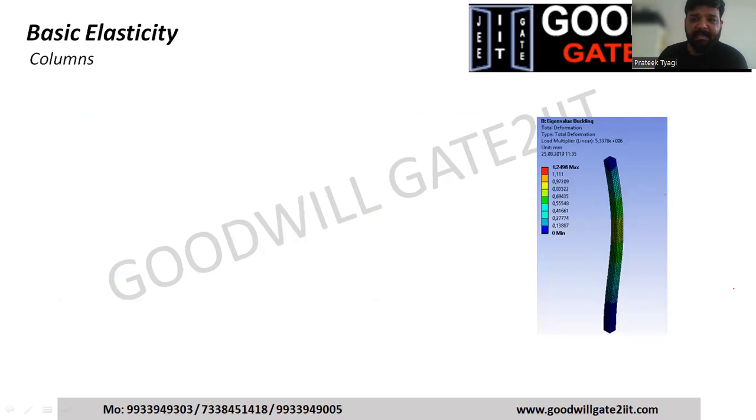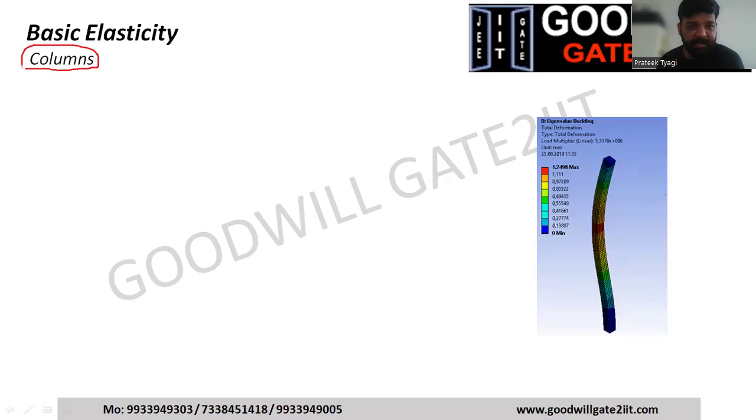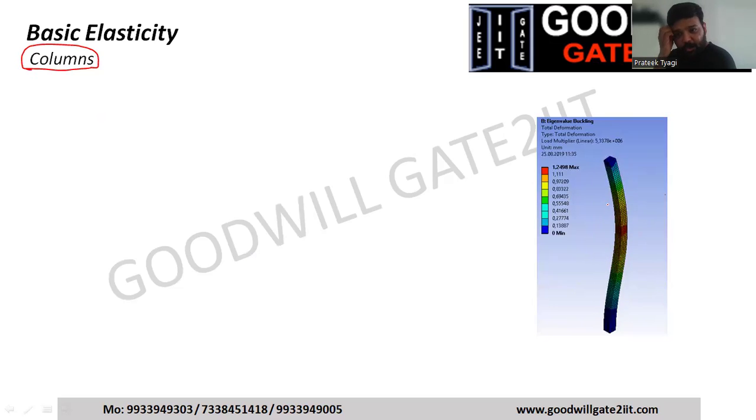So another kind of, not the loading, another kind of structure which you must have heard about before is known as columns. All right. This is also one syllabus important point in your aerospace syllabus. If you see in this case, the structure is not going to fail. The structure is not going to break into two pieces. The failure is known as buckling in this case.